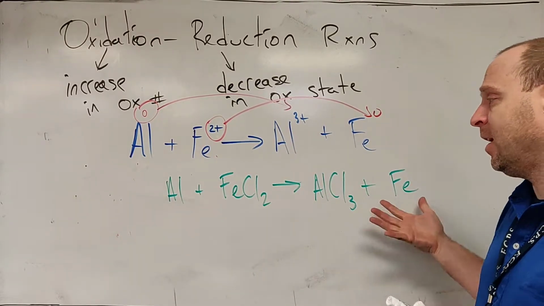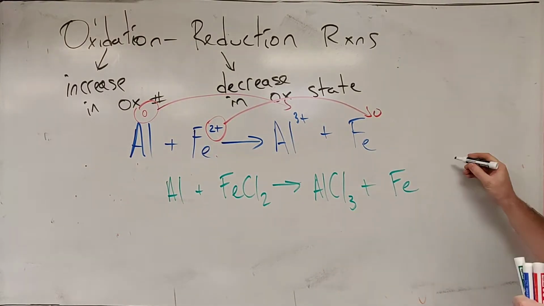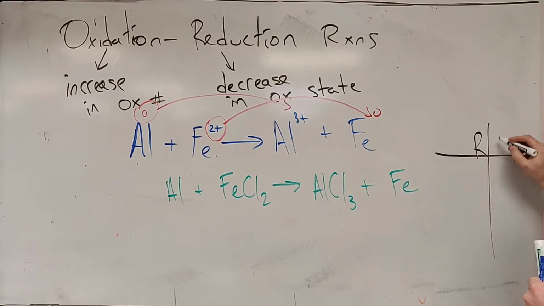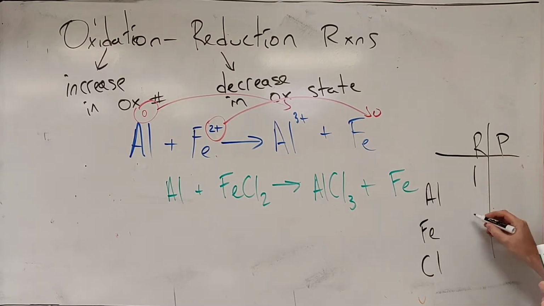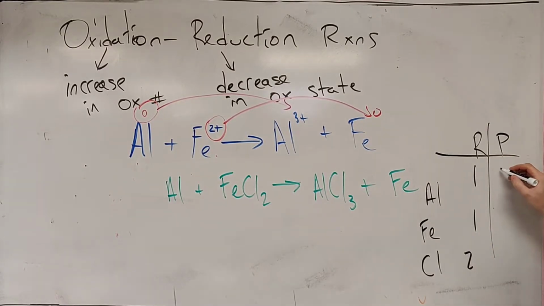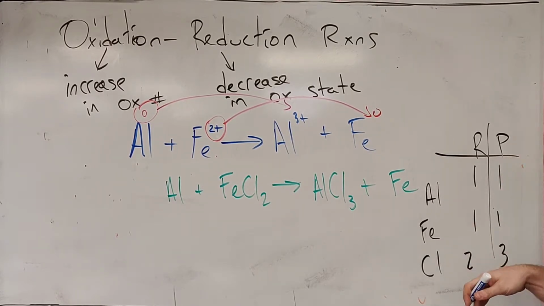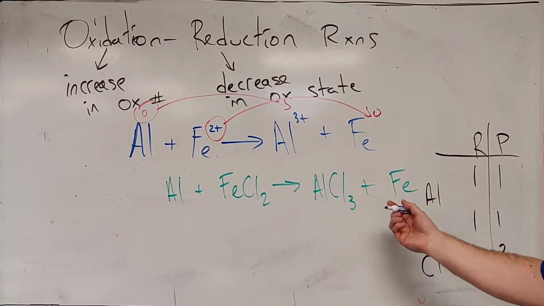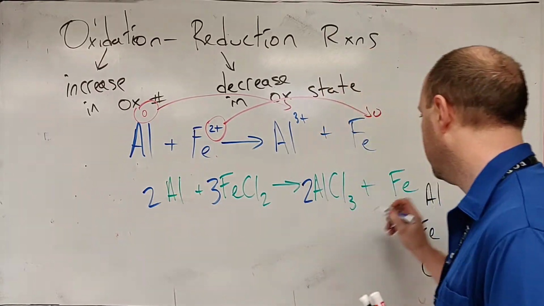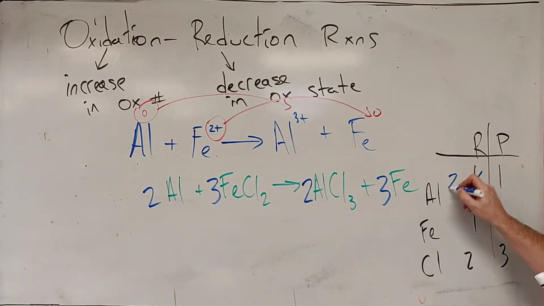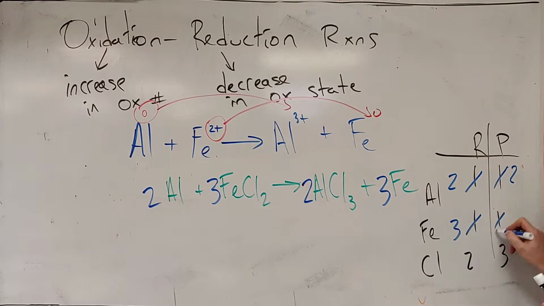And the catch is, anybody could look at this and set up a little table of reactants and products and say we've got aluminum and iron and chlorine, 1, 1, 2, and on the product side we've got 1, 1, and 3. It's not balanced, all right? And then we could do our brute force balancing with the table and say, all right, I need our aluminums to match. We'll end up putting a 2 there and a 3 there and a 2 there and a 3 there, and we end up with 2 aluminums and 3 irons and 6 chlorines. All right.